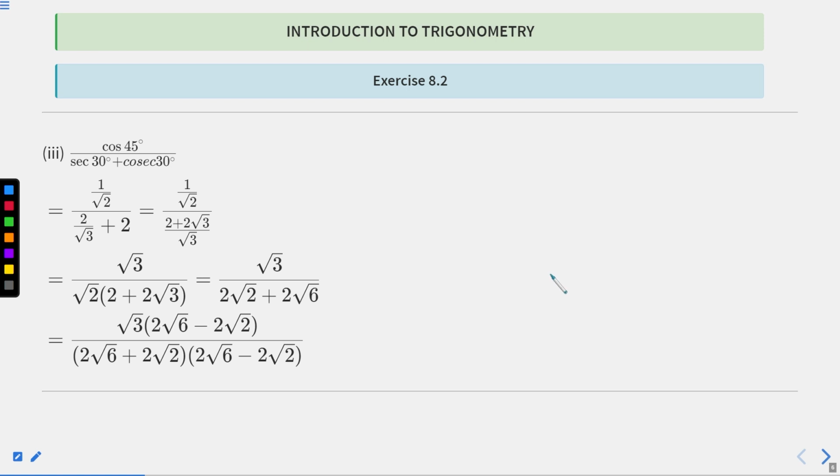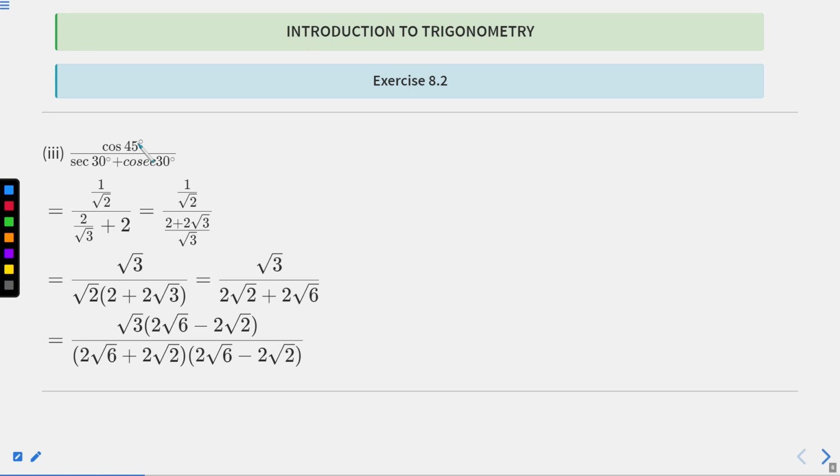And we know cosec 30°, this is actually the reciprocal of sin 30°. And we know the value of sin 30° is equal to 1 by 2. So cosec 30° is basically equal to 2. So if we put the values of cos 45°, that is 1 by root 2, sec 30°, that is 2 by root 3, and cosec 30°, that is equal to 2.